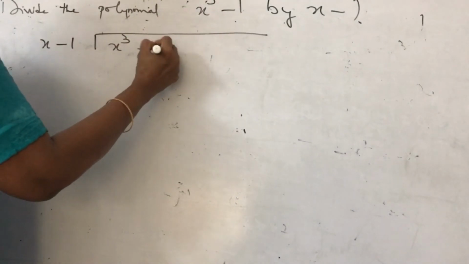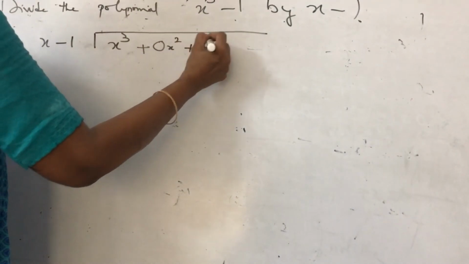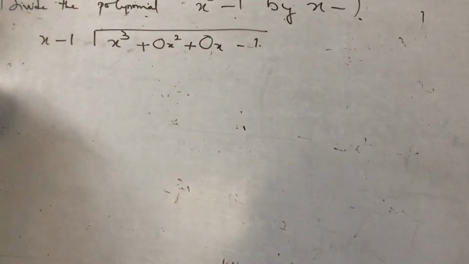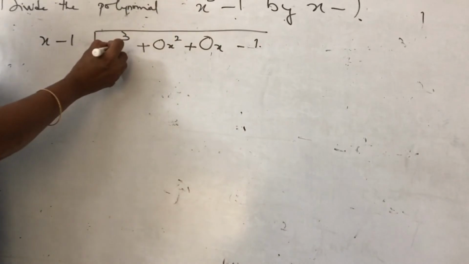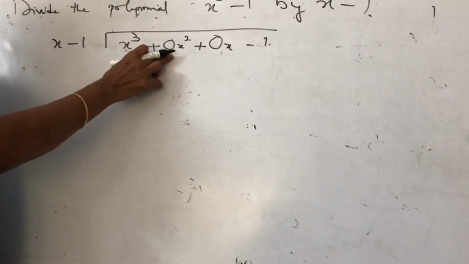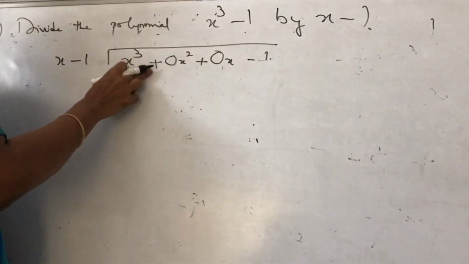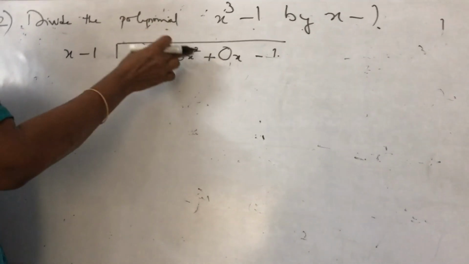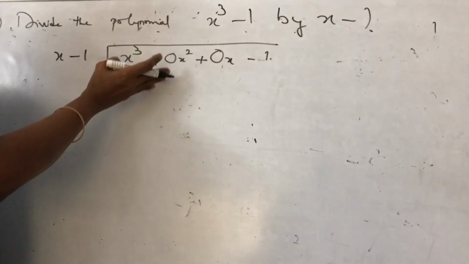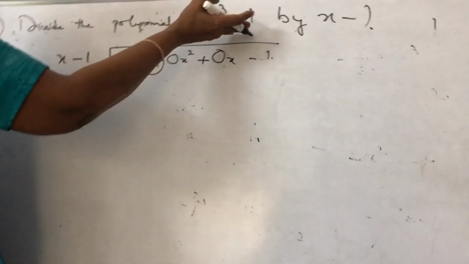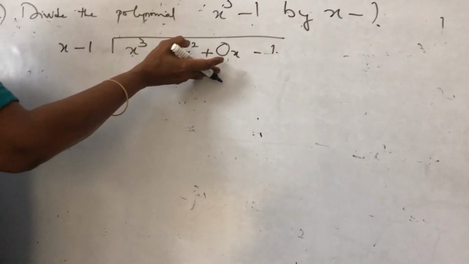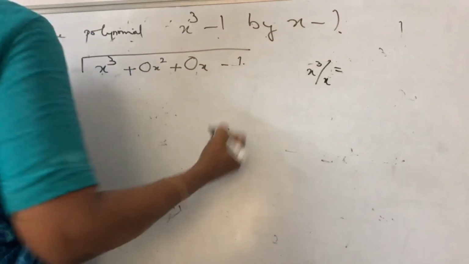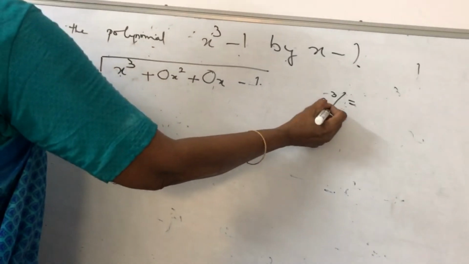If any term is missing, children, you write 0x squared. You won't go wrong in cancellation, in solving. No confusion. Any missing term, you write it: after x cubed comes x squared. There is no x squared in the question. We write 0x squared. There is no x term here also, so we wrote 0x. The first term of the dividend must be divided by the first term of the divisor.